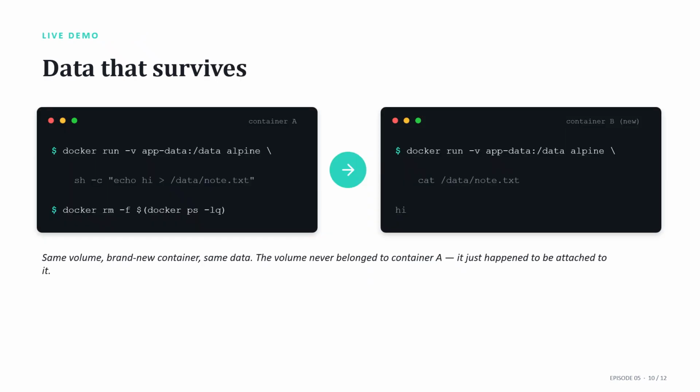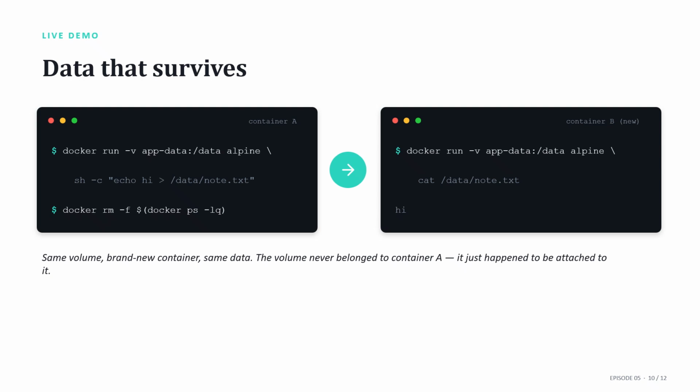Now let's prove persistence actually works the way we've been describing. Container A: docker run -v app-data:/data alpine sh -c, echo hi into /data/note.txt. Then we remove that container entirely, docker rm -f. Container B, a completely new container: docker run -v app-data:/data alpine cat /data/note.txt. And the output comes back. hi. Same volume, brand new container, same data. The volume never belonged to container A. It just happened to be attached to it.